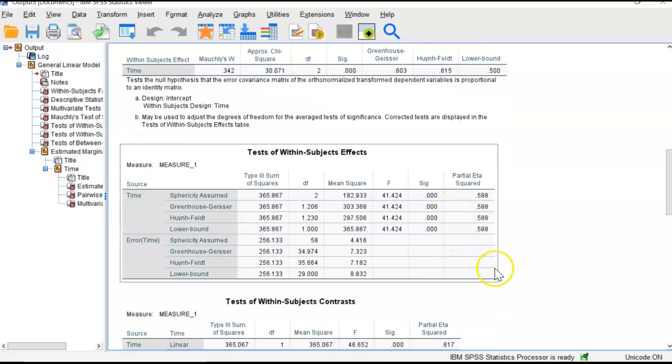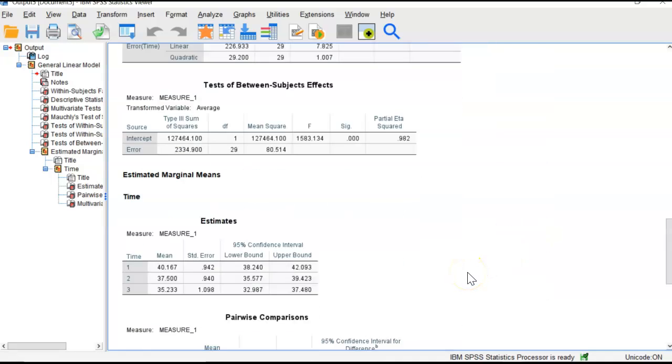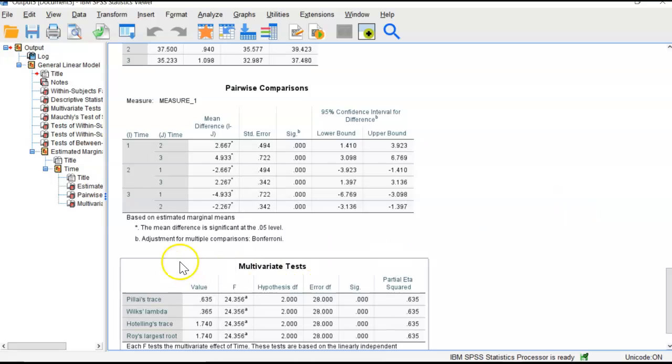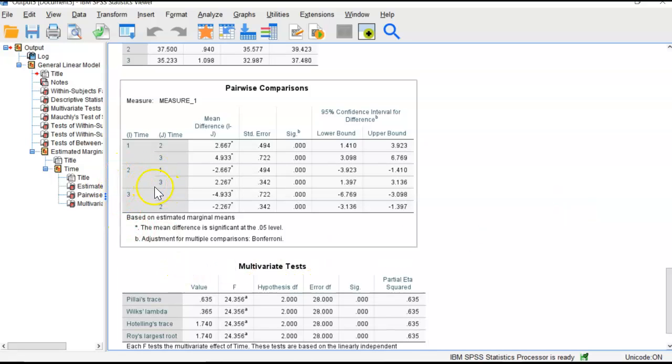Then you look at the pairwise comparisons. And again, we still have a lot of really busy, complicated output to look at. But basically, you've got time 1, time 2, time 3, and you're going to make every paired comparison. So I go down to the pairwise comparisons box, and I can see the 3 groups. They're all different from each other.